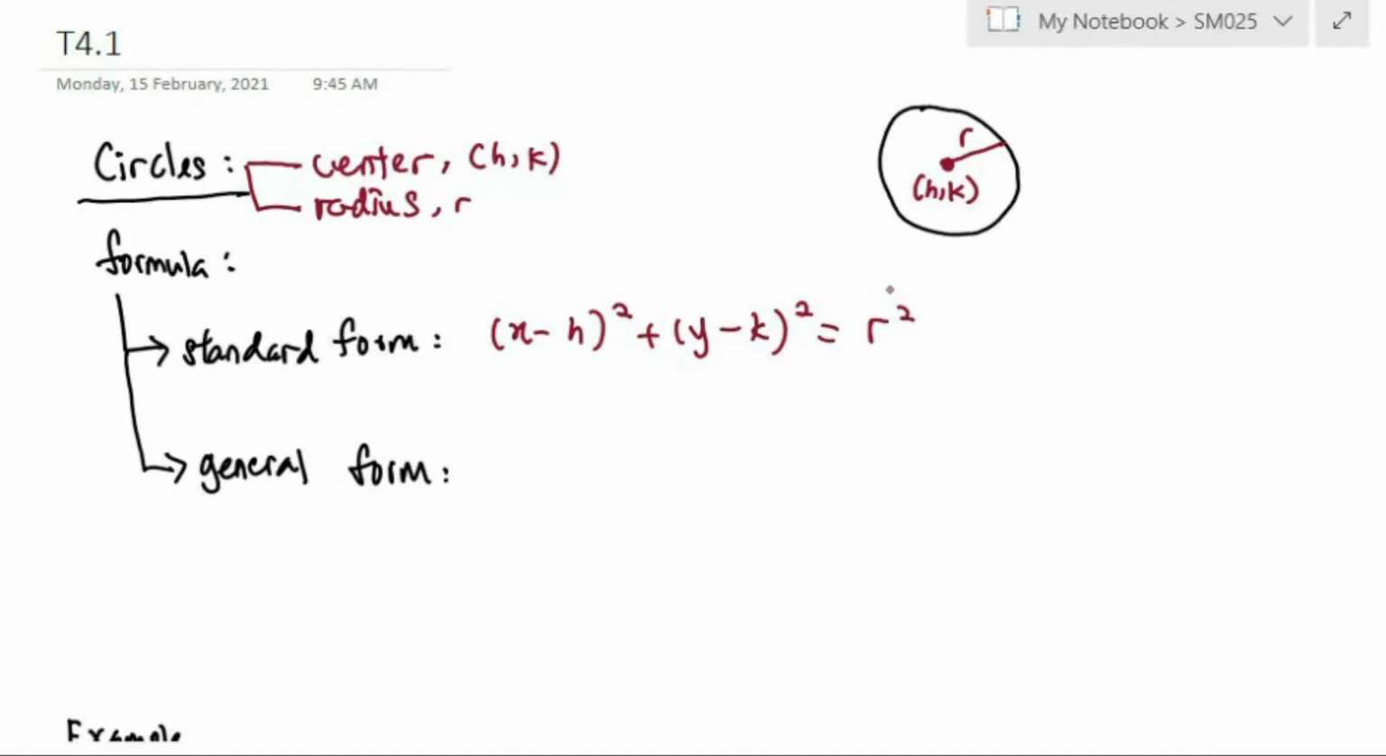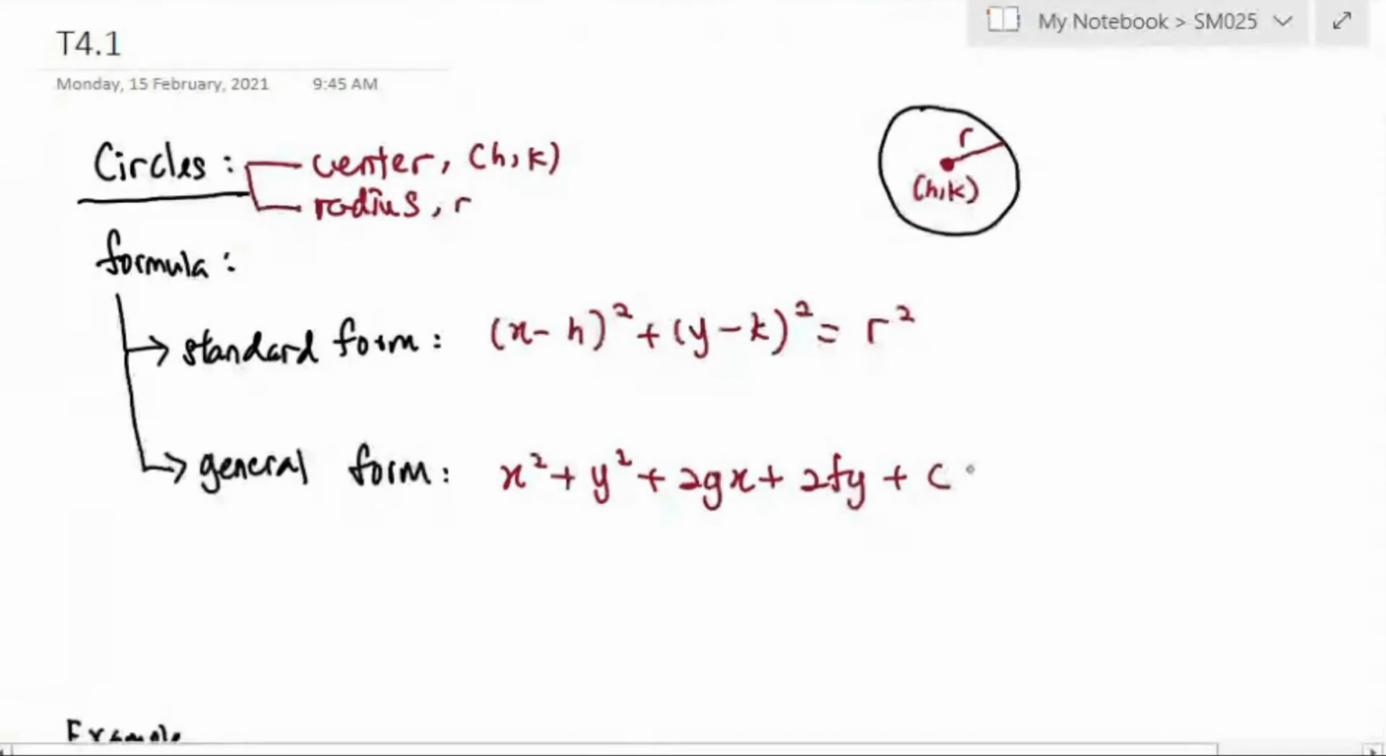Meanwhile, for general form will be x squared plus y squared plus 2gx plus 2fy, then plus c, where c is a constant here, equals to 0. So what's the difference between standard form and general form? When we expand the standard form, you will get general form.